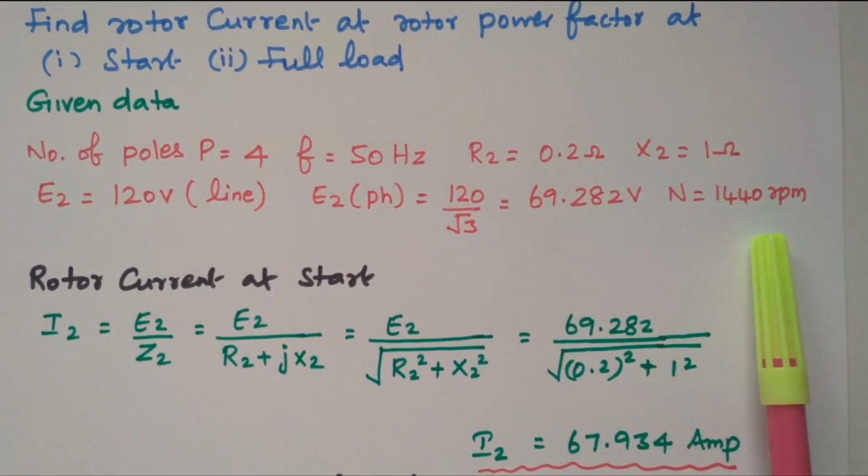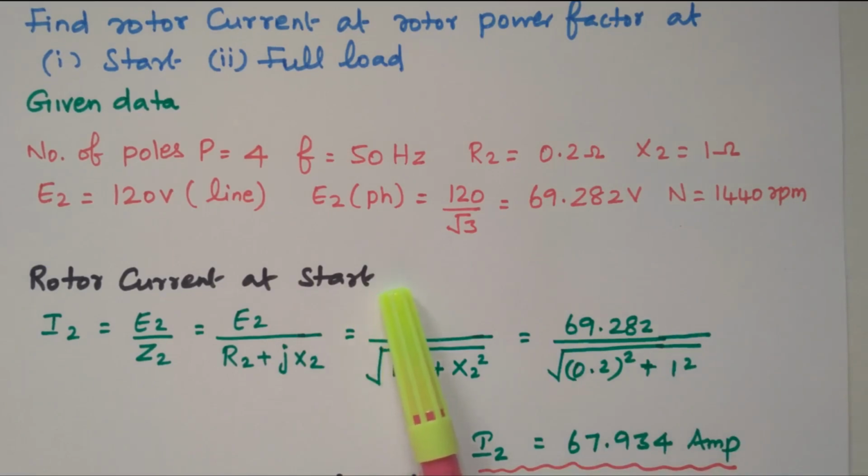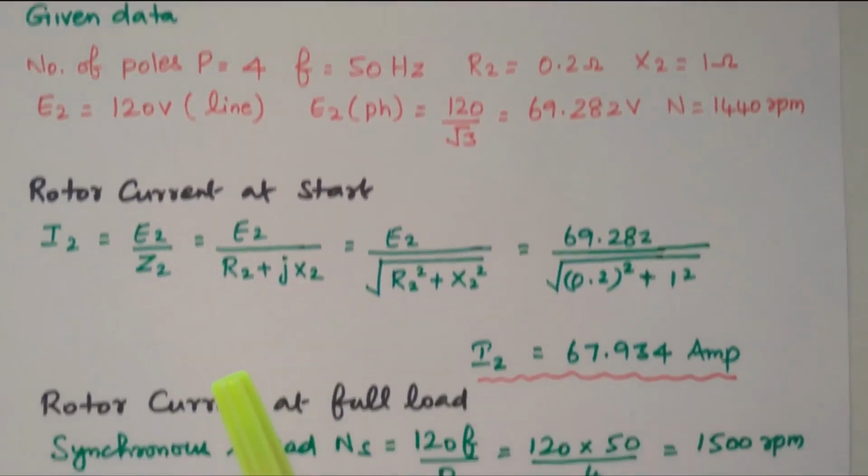Now, we need to find the rotor current during the starting as well as full load. During starting, we can use the normal formula. During the full load, we need to consider the slip of the induction motor. Now we'll find the rotor current at the starting condition.